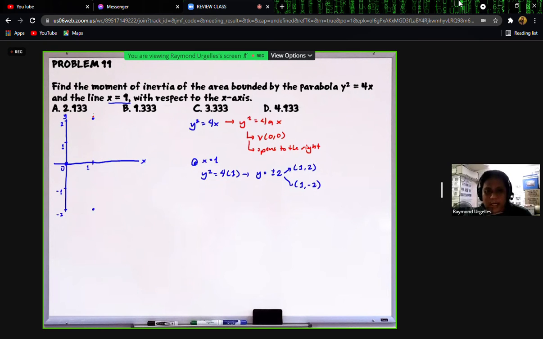So therefore, we have the vertex. We have the point 1, 2. Saka 1, negative 2. So this is the line x is equal to 1. Diba? So then this is the parabola. Okay, so ito yung kinukunan natin ng moment of inertia. Okay, nakuha ba? So tatandaan natin ang hinahanap natin dito ay with respect sa x-axis.